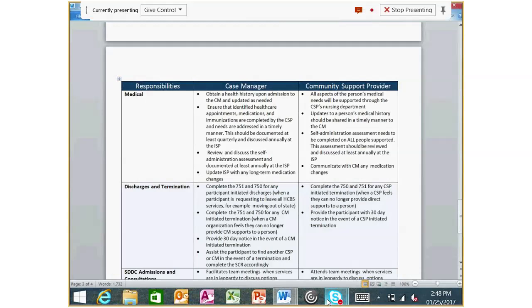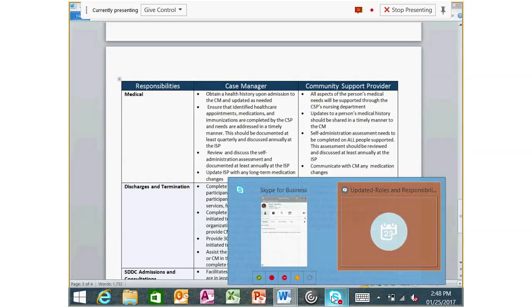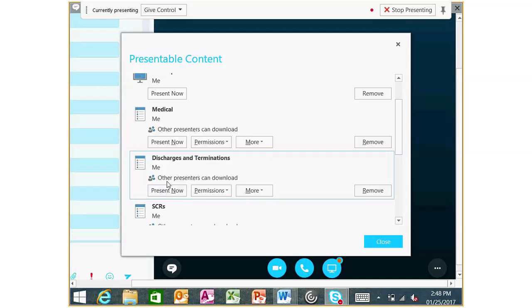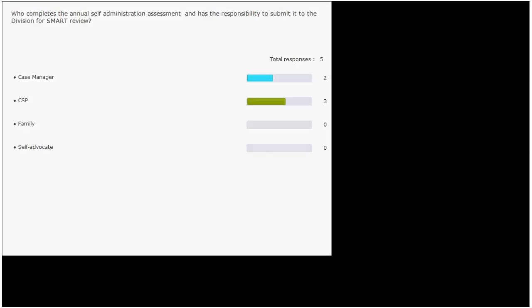I believe we do have a poll question. So the question is, who completes the annual self-administration assessment and has the responsibility to submit it to the division for SMART review?